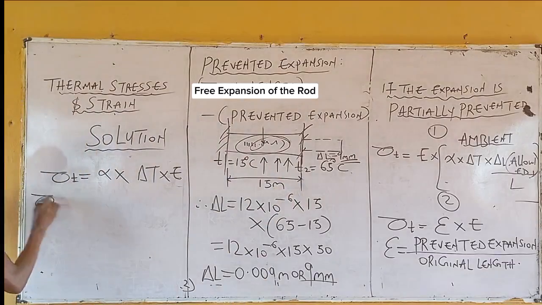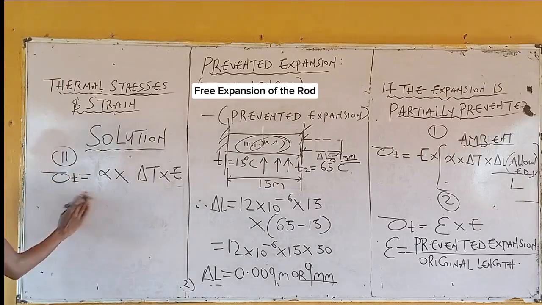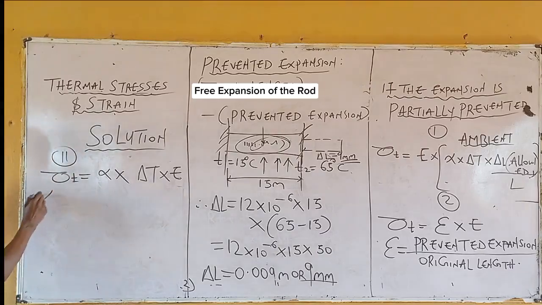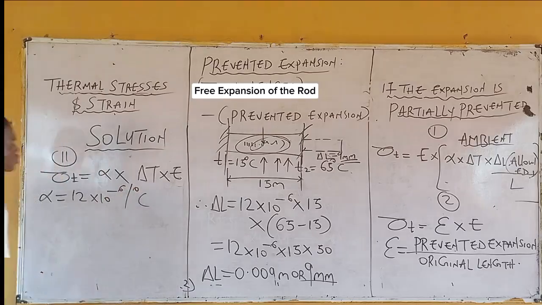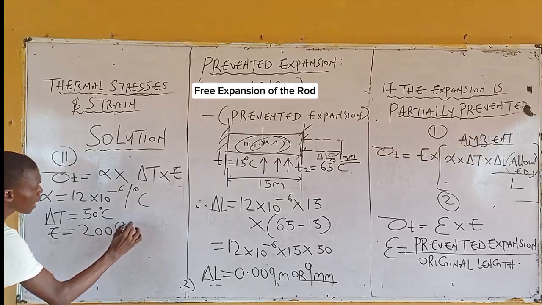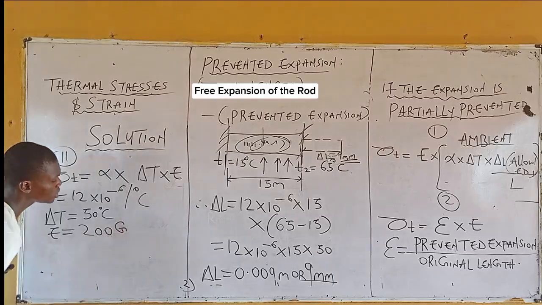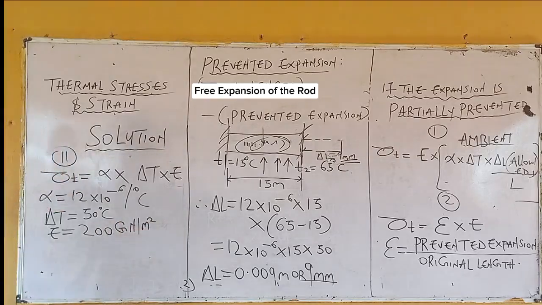Alright. Now from here, we then have what? Call this equation Roman figure 2. Should you list out these values? Okay, let's do that. 12 times 10 raised to the power of negative 6 per degree Celsius. Change in T, we've calculated it, 50 degrees Celsius. Young's modulus 200 giga Newton per meter square, or you say gigapascal.